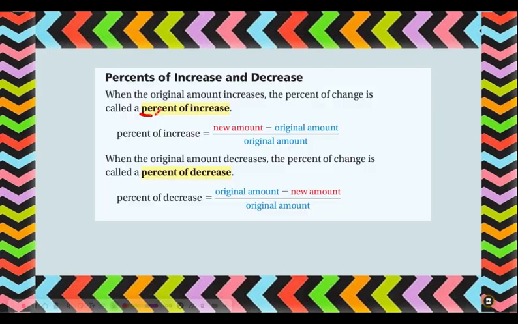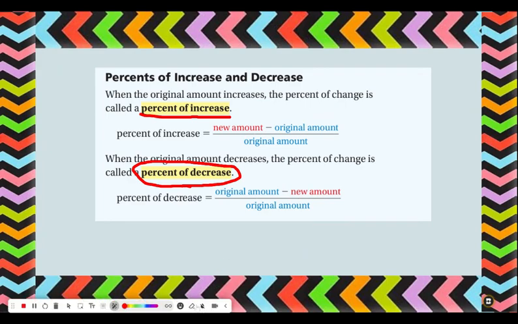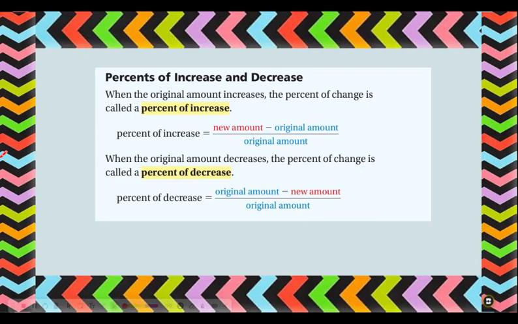When we have a percent of increase, you take the new amount minus the original amount, get an answer, and then divide it by the original amount. When you find a percent of decrease, we're also going to subtract the numbers. We're going to take the original amount minus the new amount over the original amount. So let's see how this works with numbers.